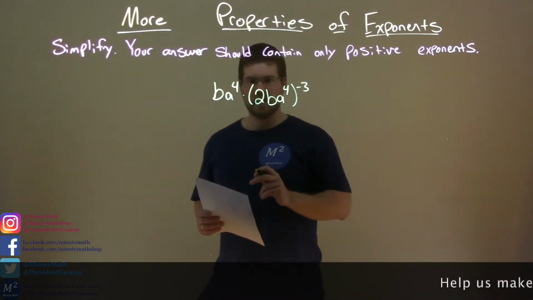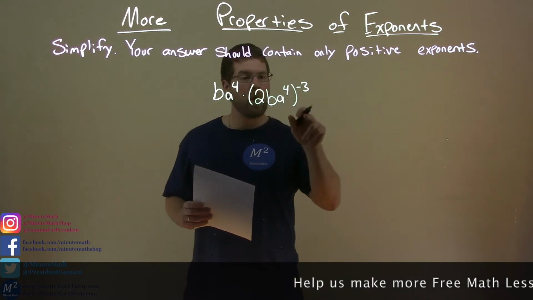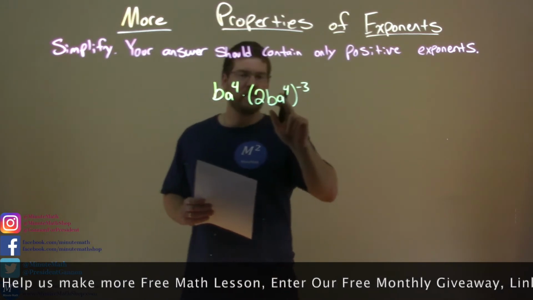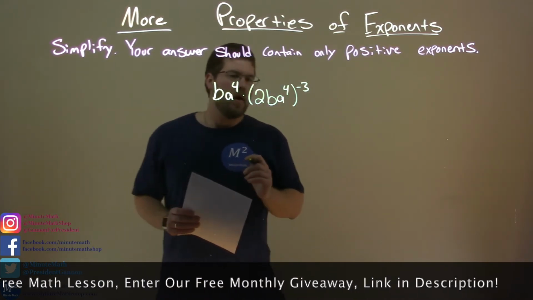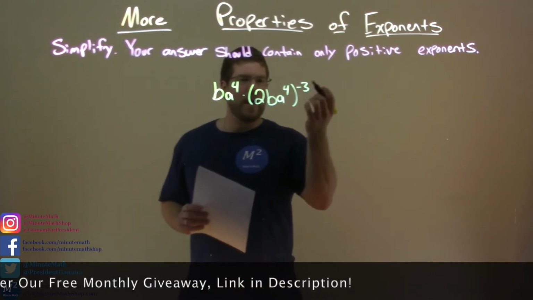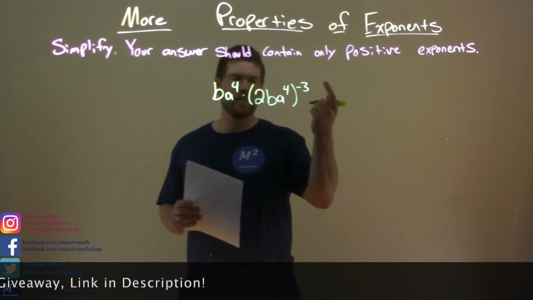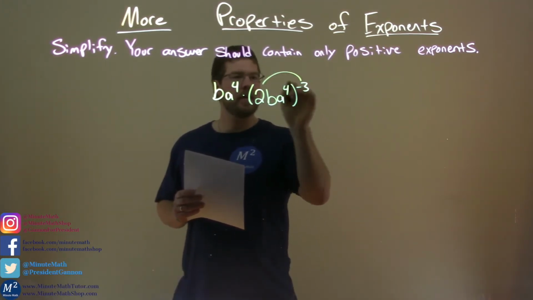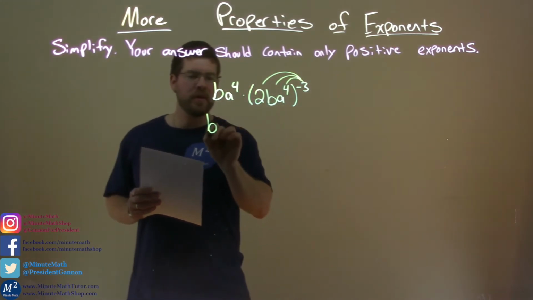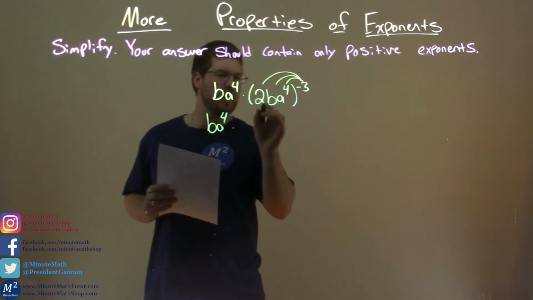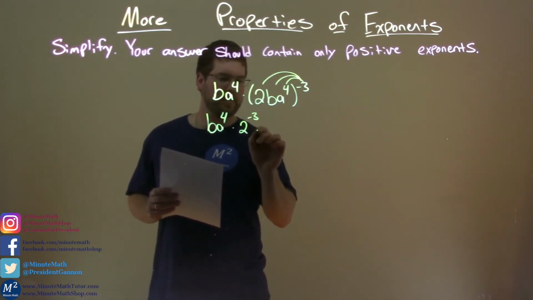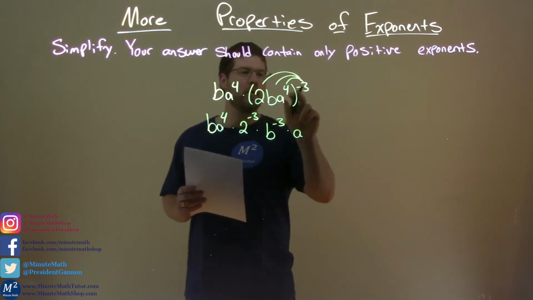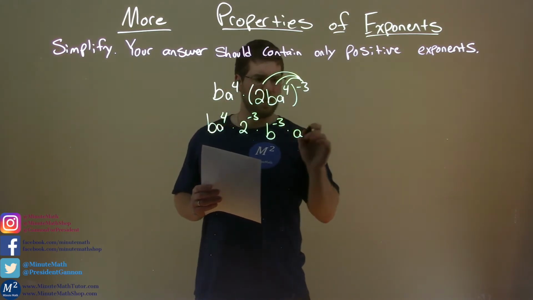ba to the 4th power times 2ba to the 4th, all to the negative 3rd power. Notice we have this thing here, ba to the 4th, and I see a ba to the 4th. This will be important later. What I'm going to first do is take this negative 3rd power and, well, there's a few ways. I can bring it to the denominator, but actually no, I changed my mind. I'm going to distribute it here to each part as such. So we have ba to the 4th power here times 2 to the negative 3rd power times b to the negative 3rd power times a to the 4 times negative 3. Remember, we multiply that out, and we have a negative 12.